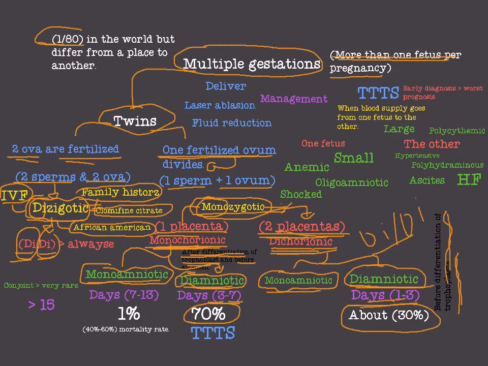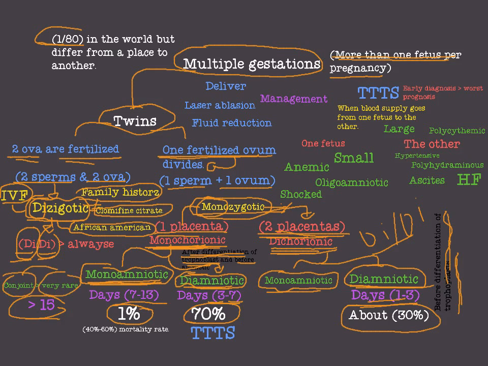What if separation happens after that? We will have one placenta, of course, and one amniotic sac, so it will be monochorionic and monoamniotic, if the separation happens at days 7 to 13. That constitutes about just 1% of all cases of multiple gestation. And the question now is, what if separation happens after 15 days? We will have a very rare case which we call conjoined twins.